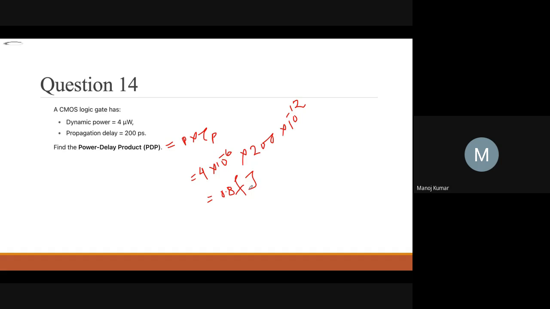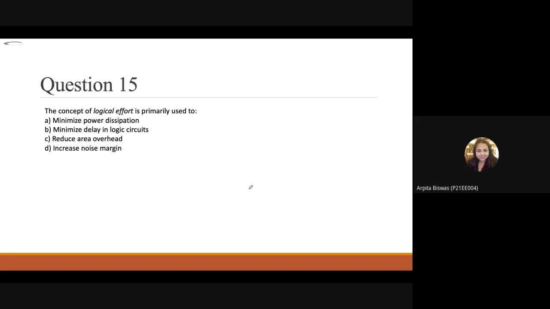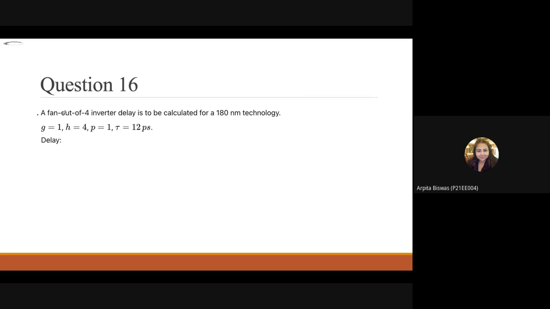Yes, ma'am. So this is question number 15. The concept of logical effort is primarily used to minimize the power dissipation, minimize the delay in logic circuits, reduce area overhead, or increase the noise margin. Option B, ma'am. Yes, minimize the delay in logic circuits.